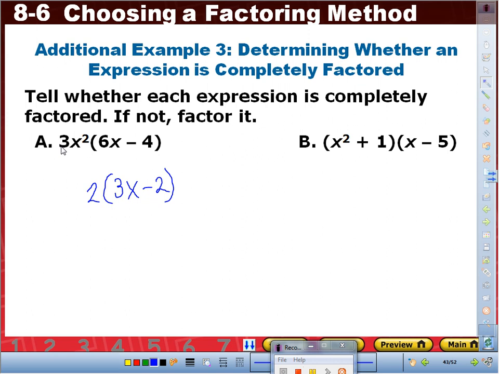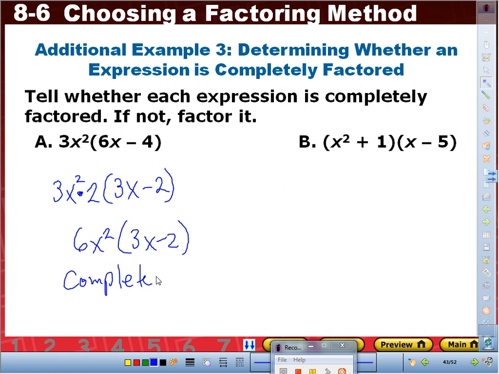However, there was already a GCF before that there, or a factor. You bring that down, and you multiply them. What is 3x squared times 2? 6x squared times 3x minus 2, and now it's completely factored. Copy that, please.